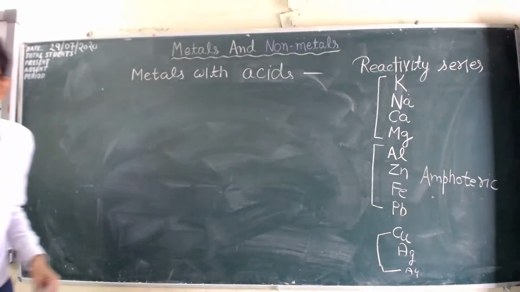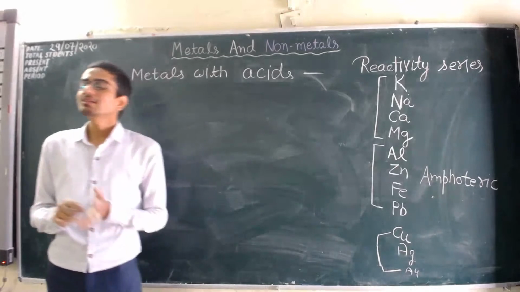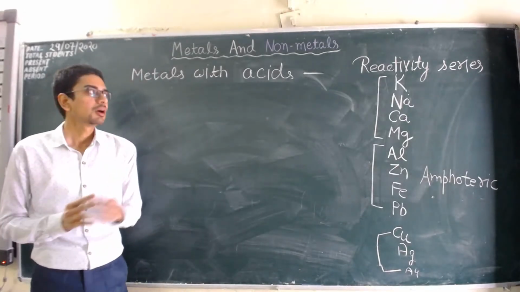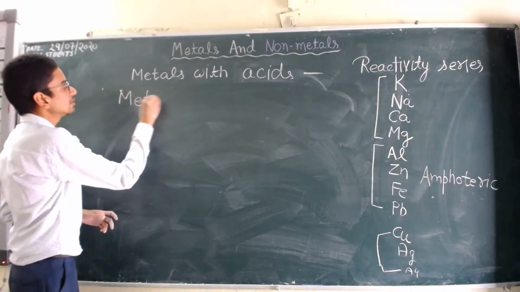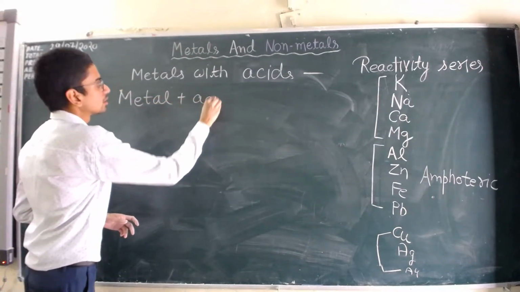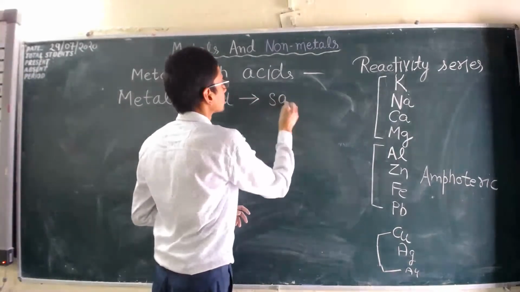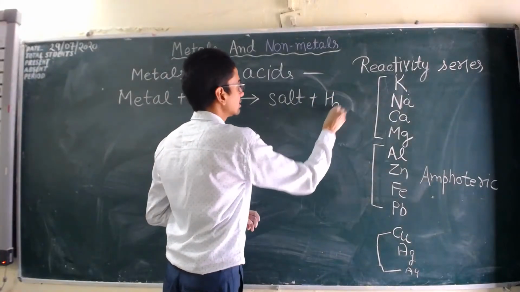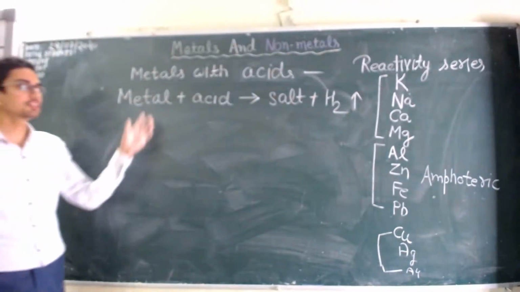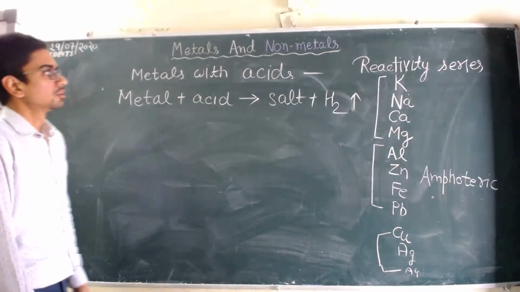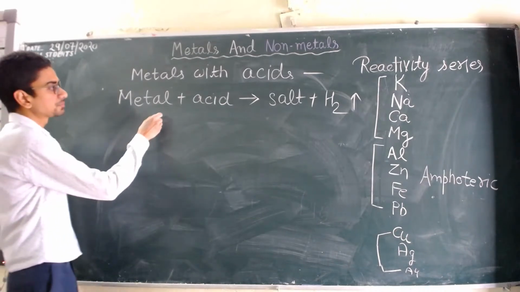In chapter 2, you studied this. You have studied this reaction in chapter 2, that metals react with acids to form hydrogen gas. Metal plus acid gives salt plus hydrogen gas. This is the general reaction. In all the reactions, you can use this format.